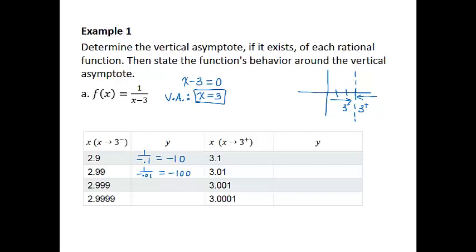If we replace x with 2.999, we get y is 1 divided by negative 0.001, or negative 1,000. And the last value of 2.9999, when we replace x into the function, we get negative 10,000.